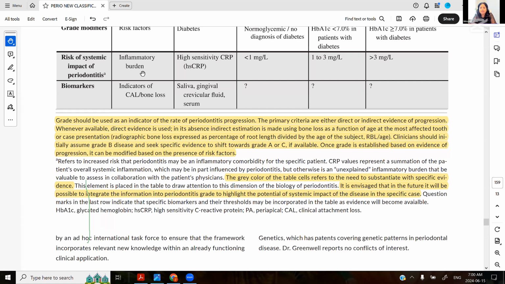The gray color of the table, which is the CRP levels and biomarkers in the saliva, they are still controversial. There is still possibility that in future more evidence will be available to link their values with the grades. For now, they are still in the gray zone, hence the grayness of the table. Okay.